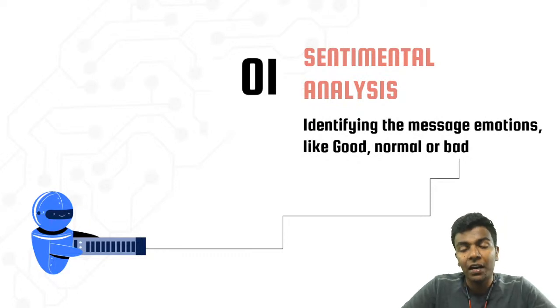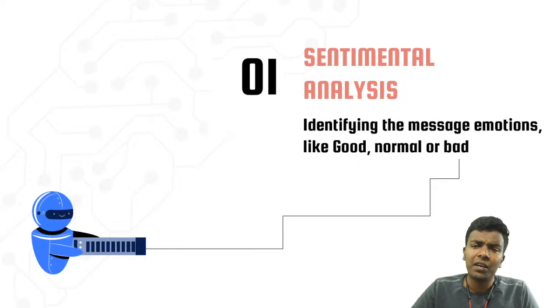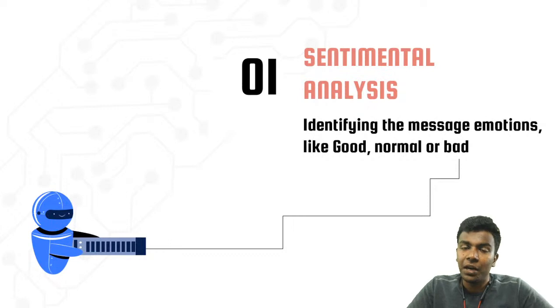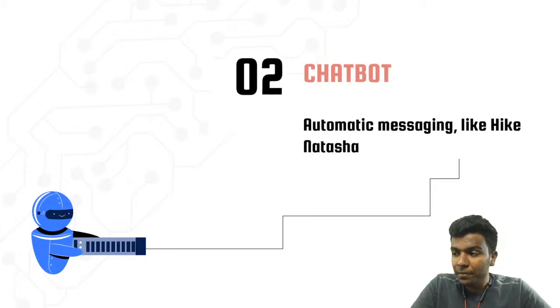By analyzing the sentence or the text, we are able to identify those emotions. We are going to see sentimental analysis in the upcoming sessions. It is very helpful to identify whether the text is positive, negative or neutral. That kind of sentimental analysis can be done with the help of NLP.